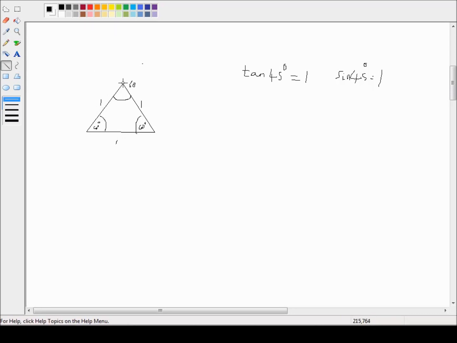Now, if we cut this exactly in half, then we've got a nice little right-angled triangle where this length is a half, and this angle is now 30 degrees. So right now we know that the sine of 30 degrees is equal to a half.